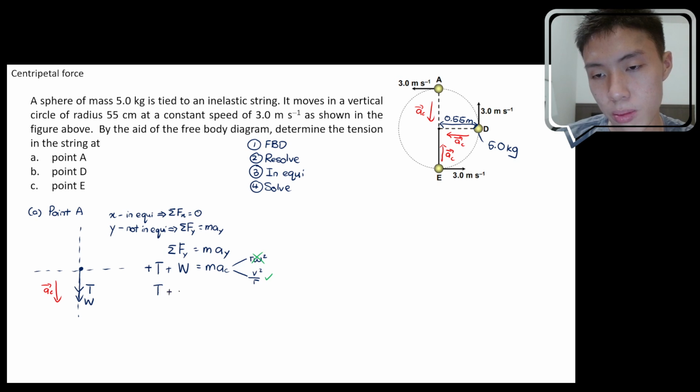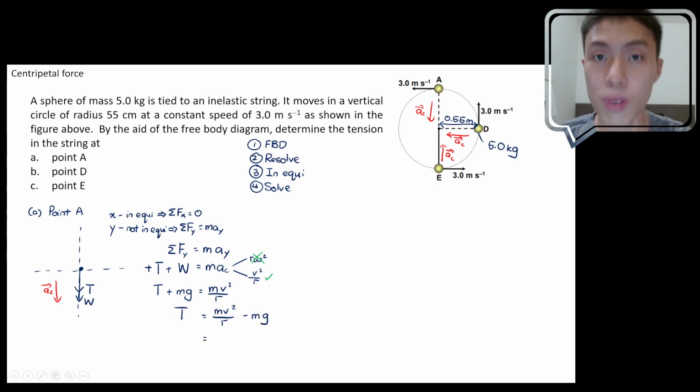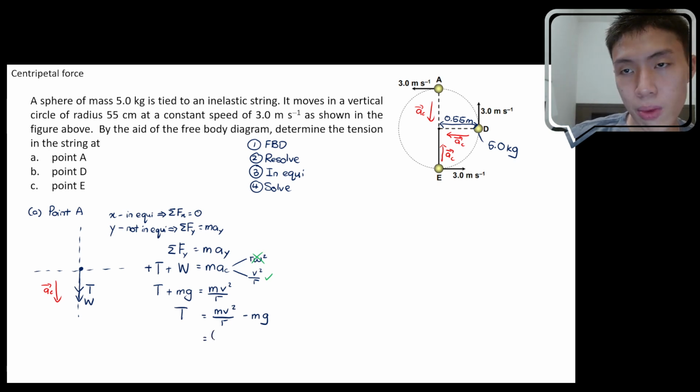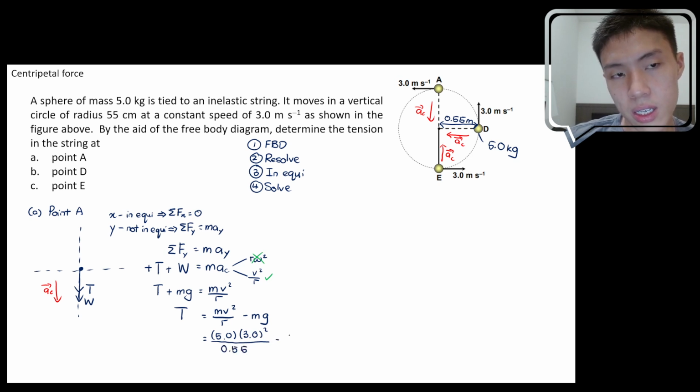T plus mg is equals to mv squared over r. Therefore, we can shift the equation to become T is equals to mv squared over r minus mg. I think it's just a direct substitution because we have all the values we need. So mass is 5 kg, the speed is 3 meters per second, squared, divided by r, the radius, 0.55, minus mass 5 kg times gravitational acceleration 9.81.